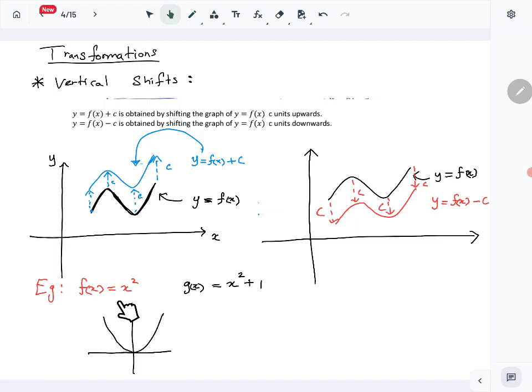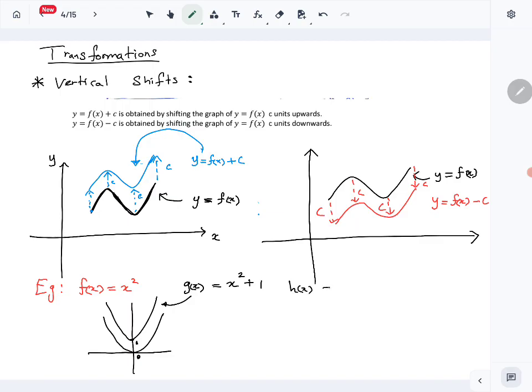So how did I modify x squared? This is the parent curve, the curve I know. I added plus 1. So all the y values should go up by what? Up by 1. So this vertex goes to 1. Shape doesn't change. So this is how you obtain g(x) equals x squared plus 1.